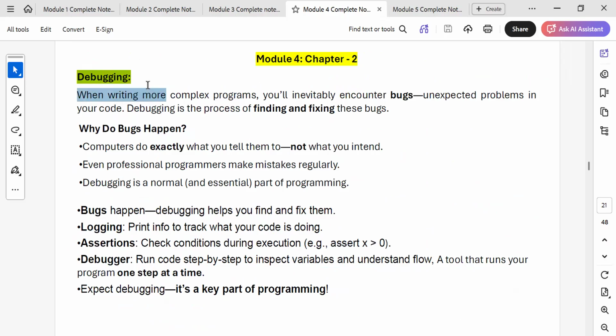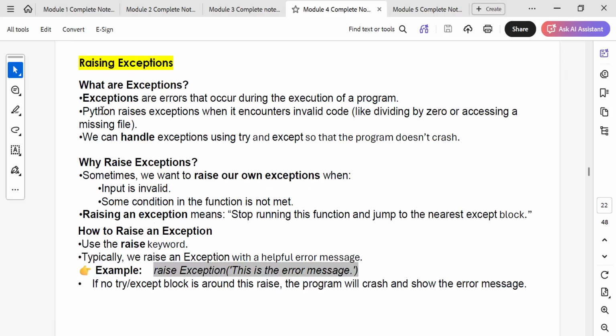And chapter 2, what is debugging? Okay, that is all: debugging, bugs, logging, assertion, and debugger, everything I have explained in the classroom. That way, you can even apply it through the diagram and the flow also.